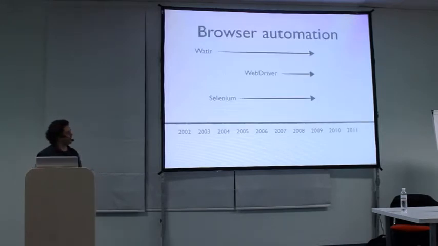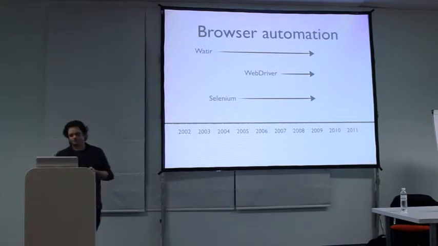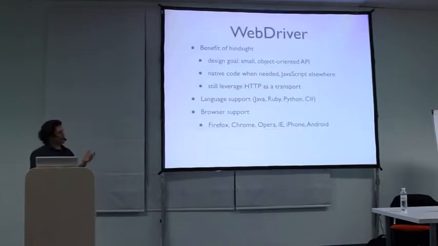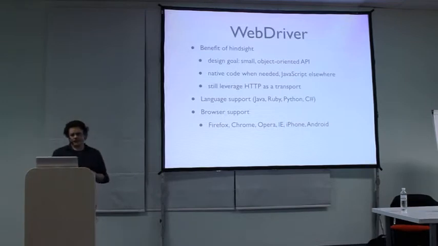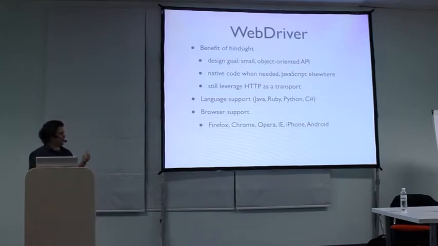And then, in 2006, Simon Stewart created WebDriver. And WebDriver has the benefit of hindsight in a lot of these issues. So one of the explicit design goals is to have a small object-oriented API and use native code where it's needed and JavaScript elsewhere. Still leverage HTTP as a transport. Still keep the language support. And still pretty decent browser support.